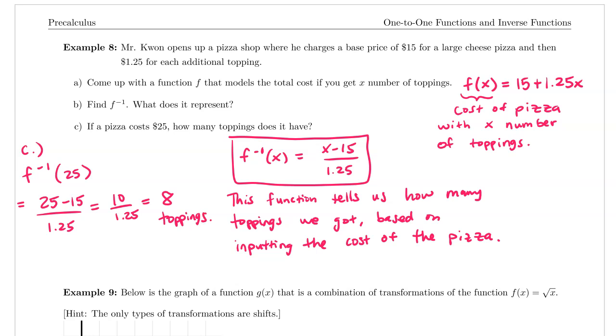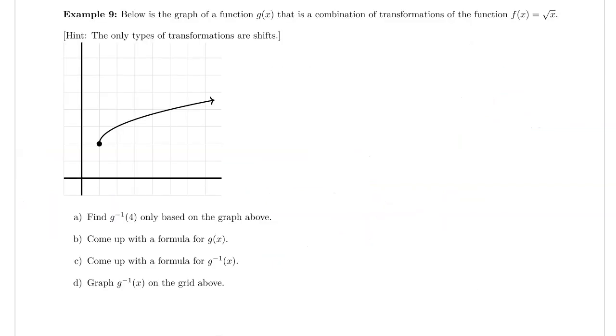And that's it for example 8. Example 9 says below is the graph of a function g of x that is a combination of transformations of the function f of x equals the square root of x. A hint is that the only types of transformations are shifts. Part A says find g inverse of 4 only based on the graph above.